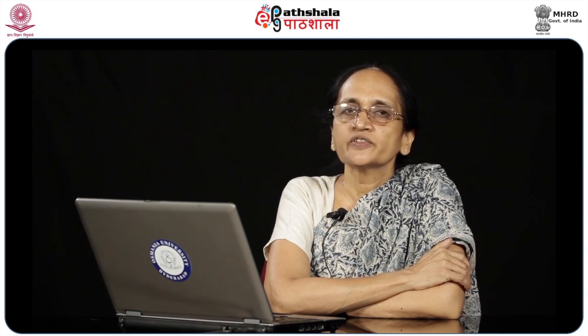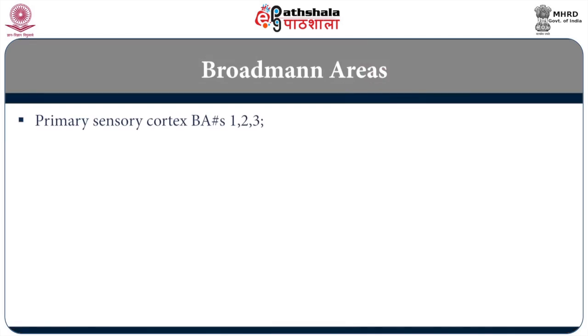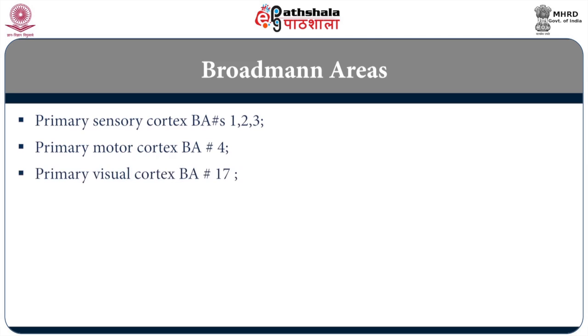This was the work of a German neurologist called Brodmann. So, primary sensory cortex located in the parietal lobe is given Brodmann area BA number 1, 2, 3. So, sensory cortex is 1, 2, 3. Primary motor cortex located in the frontal lobe is Brodmann area number 4. Primary visual cortex located in the occipital lobe is Brodmann area number 17.